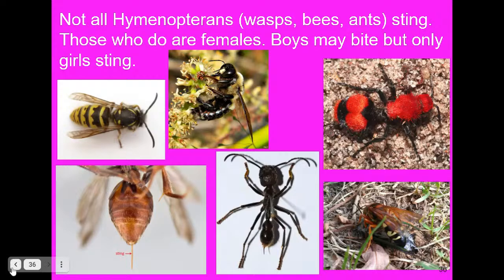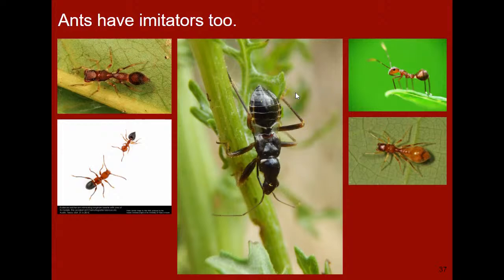Okay, and ants also have imitators. So if you look closely, we've got a couple of, there's the real deal. That's an ant and that's a beetle. The proportions are just a little off, but the colors are pretty close. And in this case, you've got too many legs. 1, 2, 3, 4, yeah, 8 legs. This is a spider mimicking the ants.